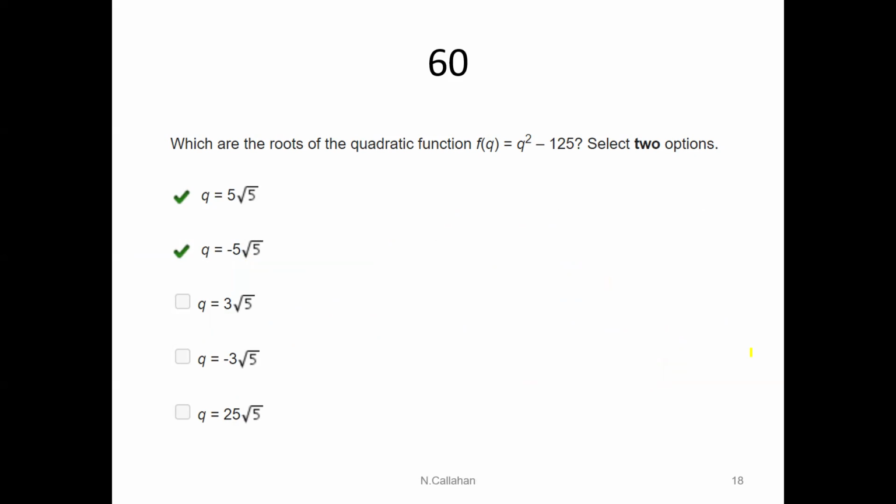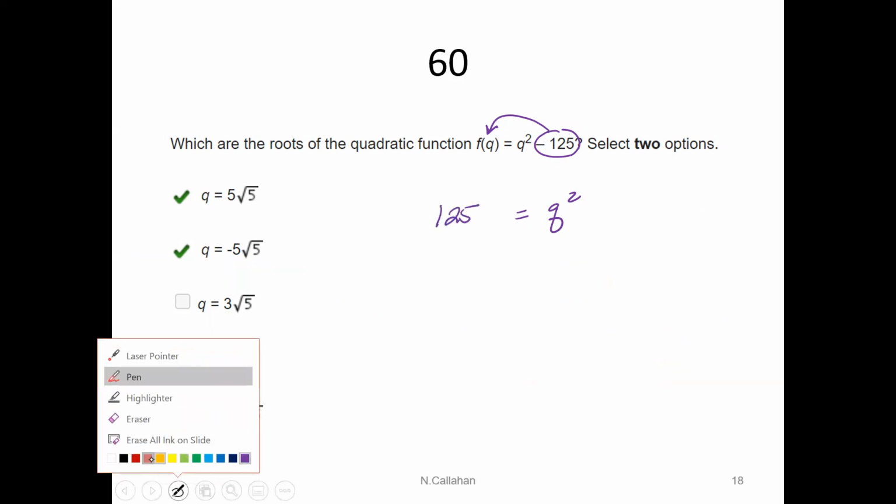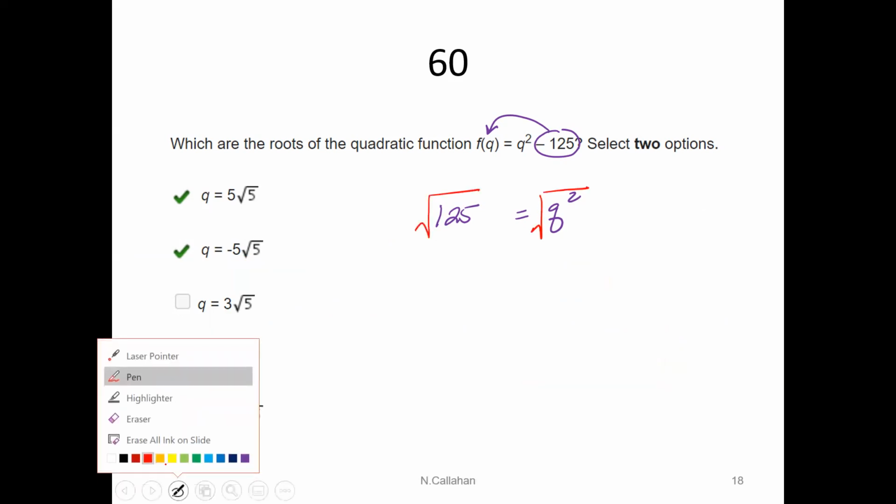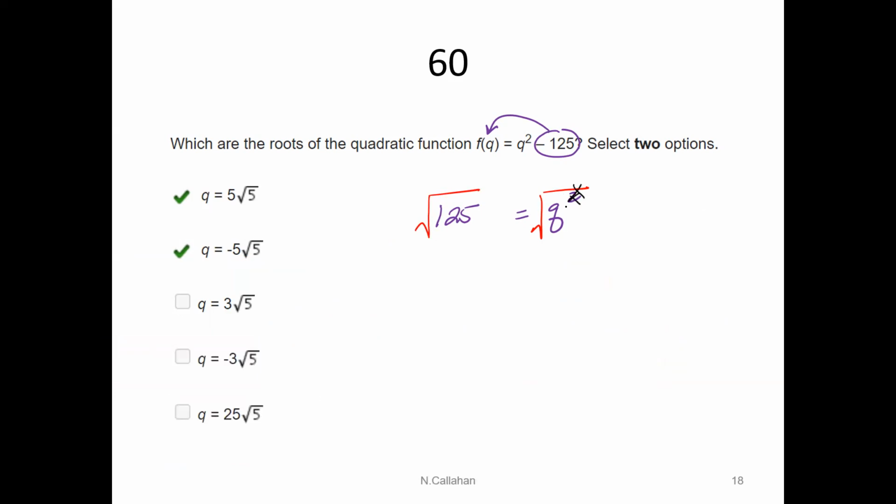All right, so first things first, I want to isolate the q squared. So I'm just going to take this and move it over. What's opposite of a negative 125? What is that going to give you? Opposite of a negative is a positive, okay? And then how are you going to get rid of that square? I'm going to square root both sides. So that when I do that, the square root and the square cancel and q is by itself. And I have a plus and minus square root of 125.